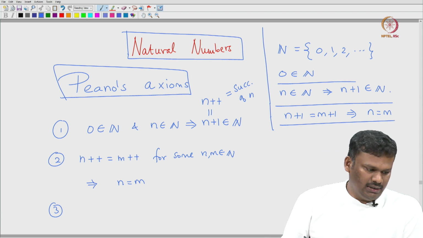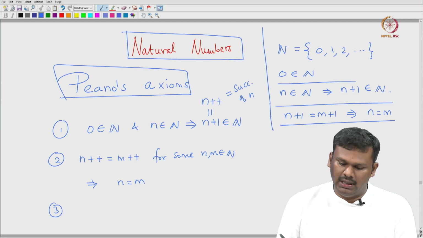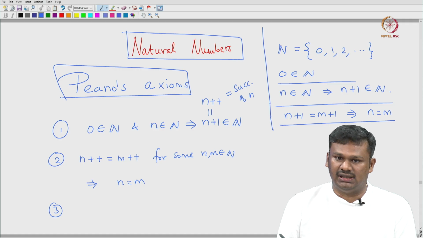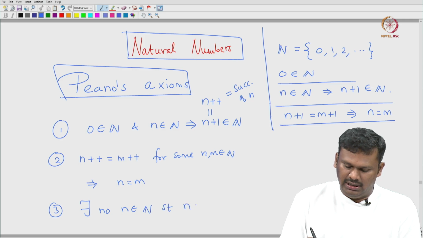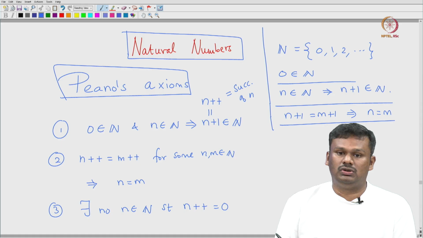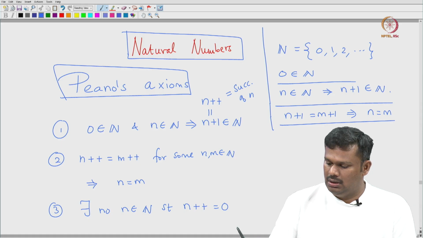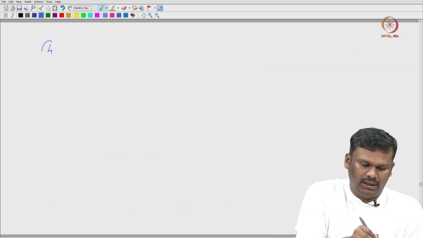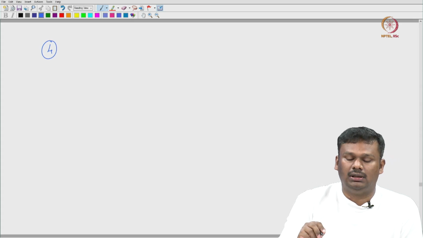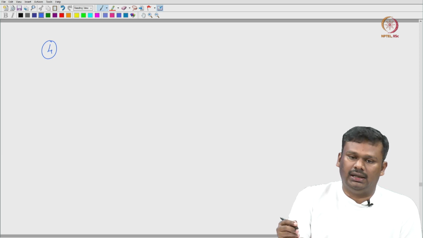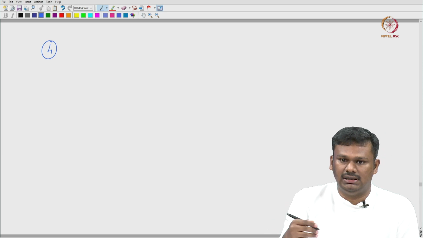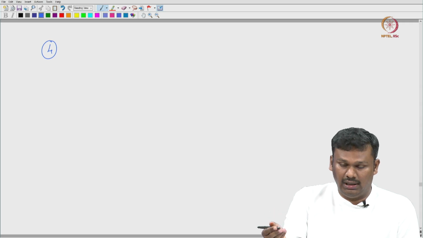And the third property that we have is that we should not have any element that is the successor of 0. So, there is no n in N such that n plus plus is exactly equal to 0. Okay. And the fourth property that we want is what is called the principle of mathematical induction, and we will see later that this principle of mathematical induction is equivalent to what is called the well-ordering principle on N.